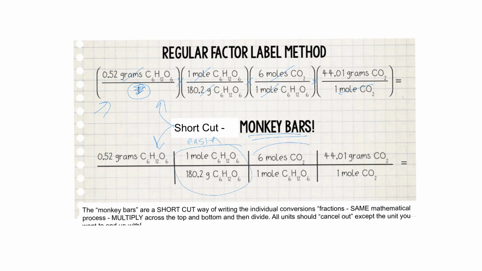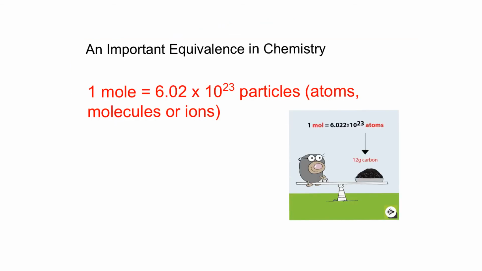Each of these boxes is the fraction, okay? So it's just showing us this is the top of the fraction and this is the bottom. And it's just a little bit easier that way to write it. If you want to write it this way, go ahead. If you want to write it the long way, that's fine. But if you want to use these little monkey bar things, that would be fine as well. All right. This is importante, folks. This is a very important equivalence in chemistry that we use all the time. It's just like 1 minute is equal to 60 seconds, okay?